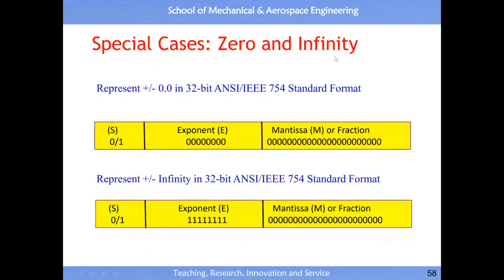Okay. Then for special cases, how to represent 0? For 0, for the sign it could be positive 0 or negative 0, the exponent is 0, and the mantissa is 0. For infinity, we put the maximum value in the exponent and 0 in the mantissa. This is the representation of infinity.